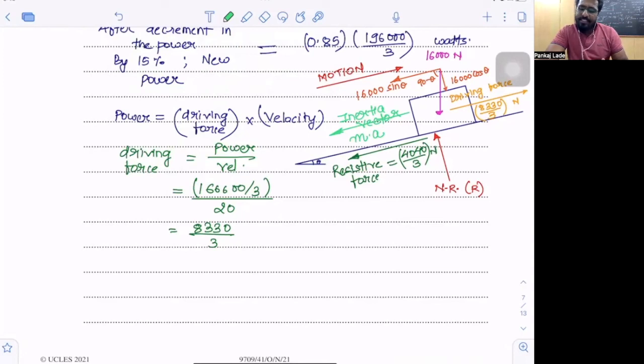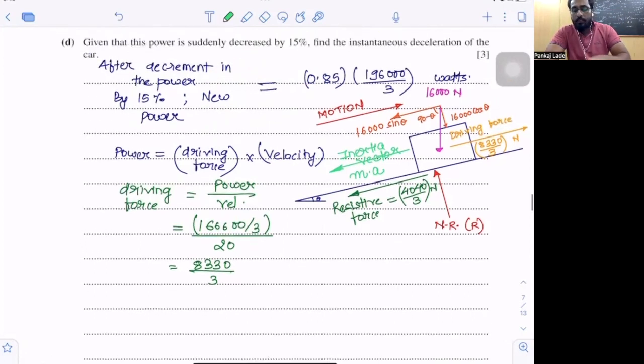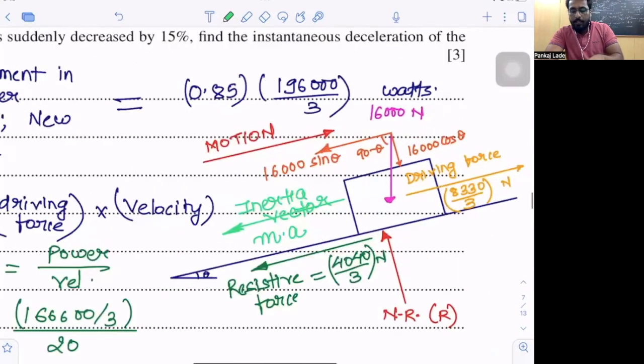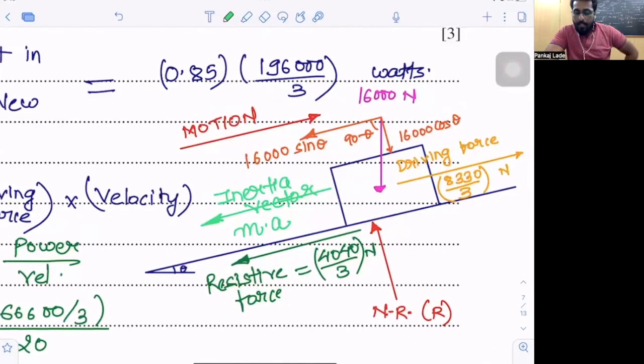I will not need summation of fy equal to 0, because it just has R, and R is going to be equal to 16,000 cos theta. Can you see the diagram? If you see the diagram, there is a vertical component R, and it is equal to 16,000 cos theta. These are the only two vertical components. We are interested in what? The body is moving along the plane, isn't it? So there is an acceleration only along the plane. There is no perpendicular acceleration to the plane, right? We are trying to find this acceleration, and that is present in the forces which are along the plane. So I just need summation of fx.